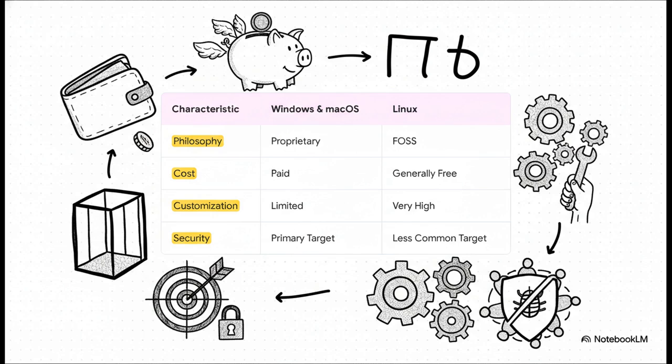And this even trickles down to security. I mean, when you have a global community of experts all able to look at the code, bugs and vulnerabilities get spotted and fixed way faster. It just makes it a much harder target for malware.